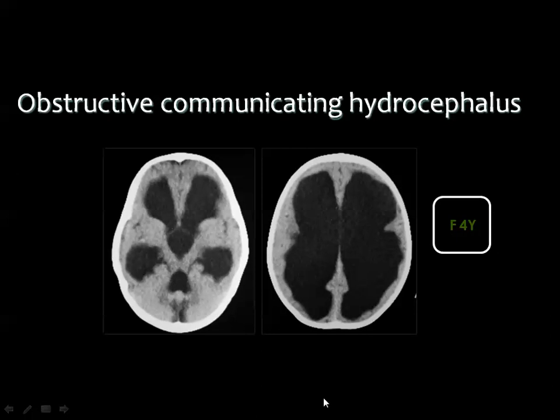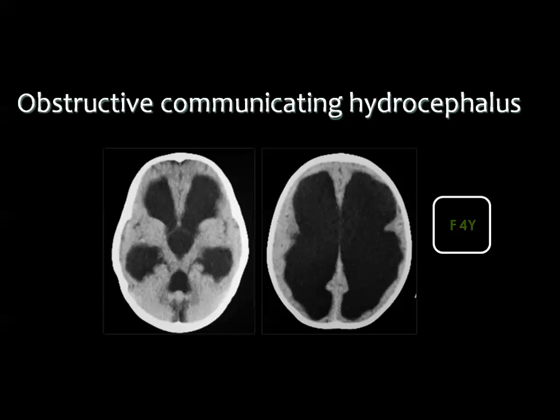Then sometimes you are confronted by a case like this, and you see that the fourth ventricle is dilated, maintaining its normal shape. The third is dilated, and the lateral ventricles are dilated. You know that this is communicating hydrocephalus, but you cannot see the cause. And the cause is usually known from the history.